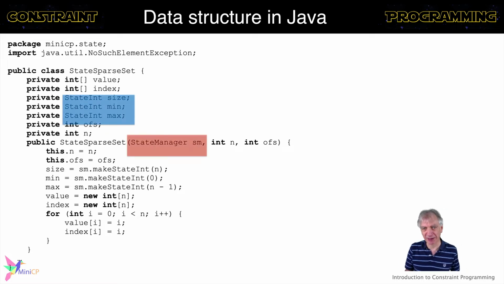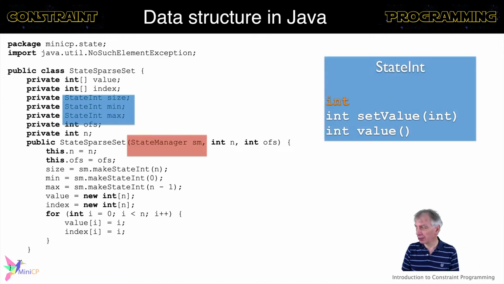There are 2 things here which are actually interesting. I'm using a state manager and a state int for the size, the min and the max. I'm not using a state int for, for instance, the initial size of the domain, or the offset that I will talk about later. Why? Because those don't need to be restored. I don't change them, they can stay the same. I'm also not trying to save these 2 arrays. They don't need to be saved. They can stay the way they are even when I undo some of the changes. But these guys are state variables. If I'm about to make a change, I want to be able to restore them. And that's why I'm using this state manager.